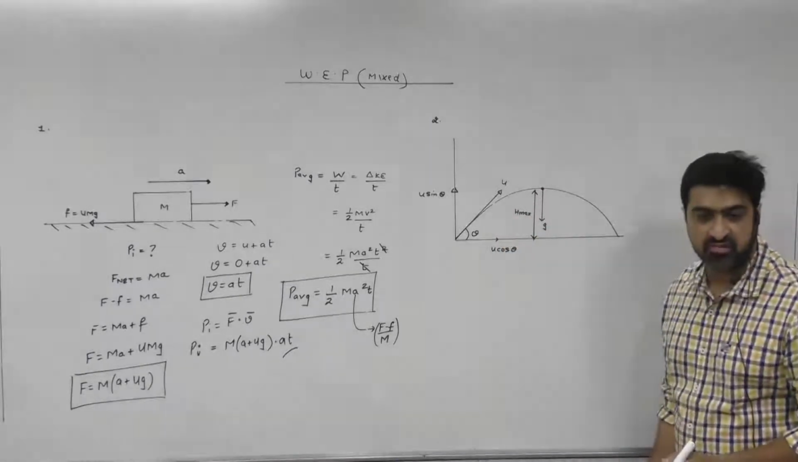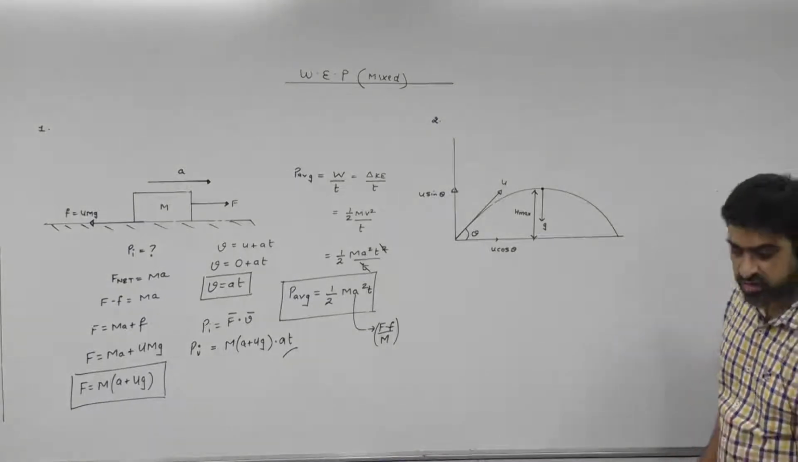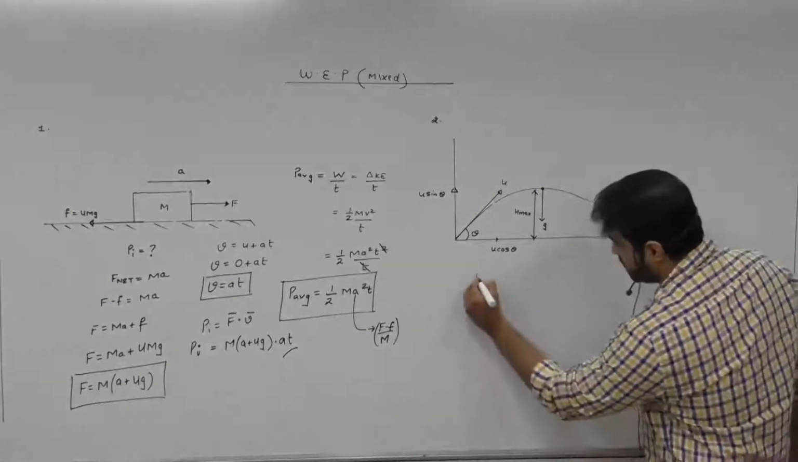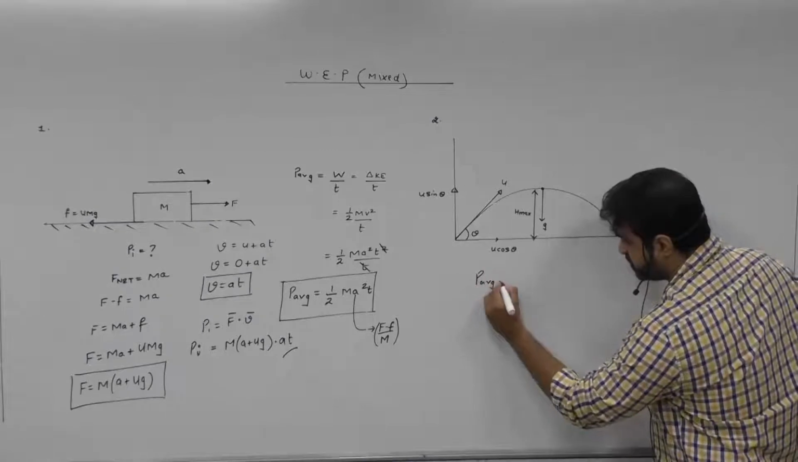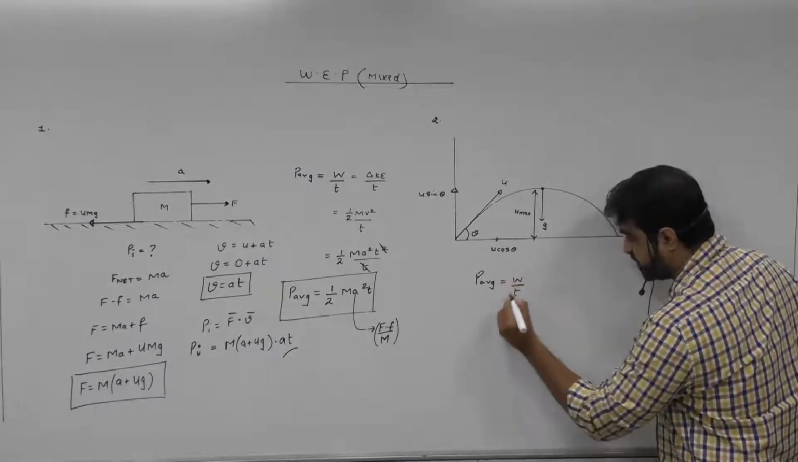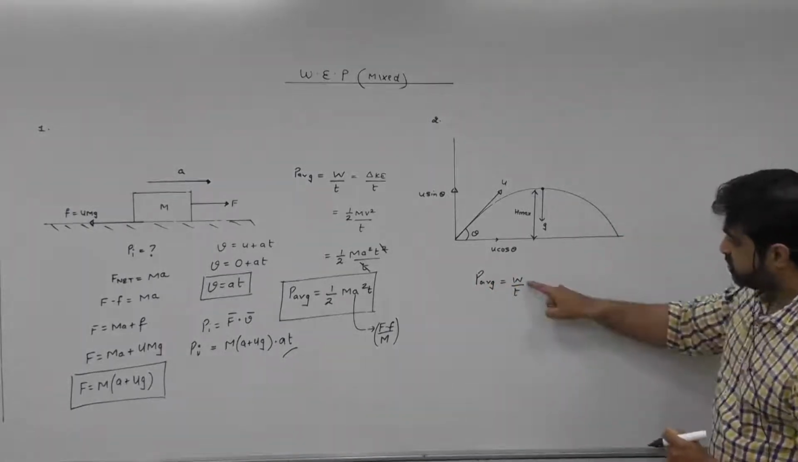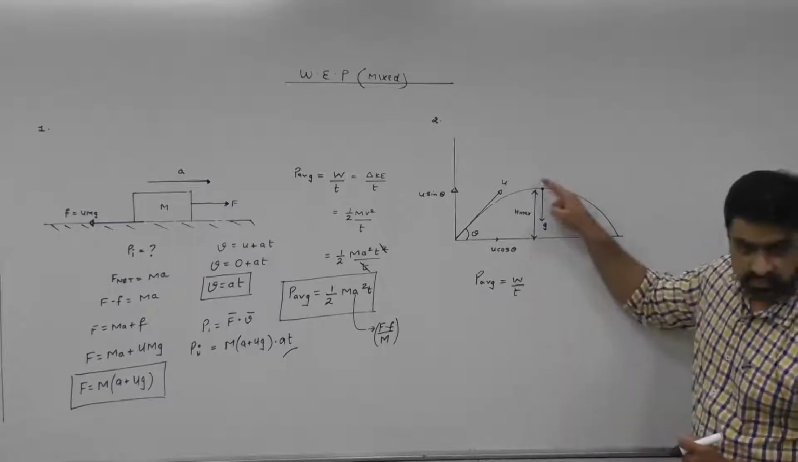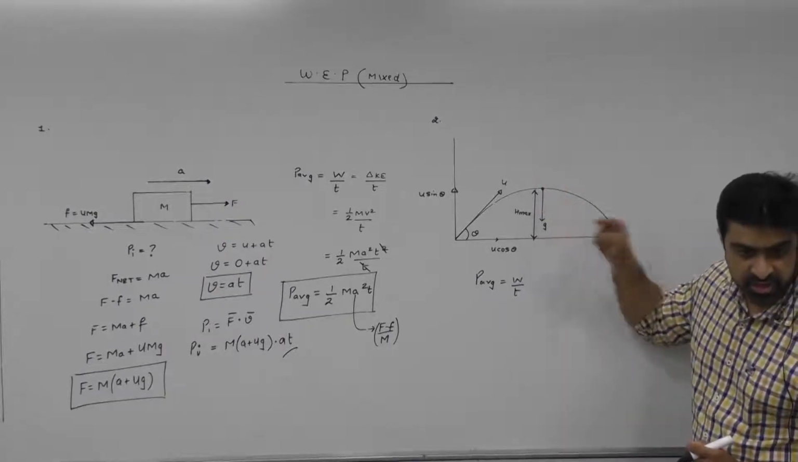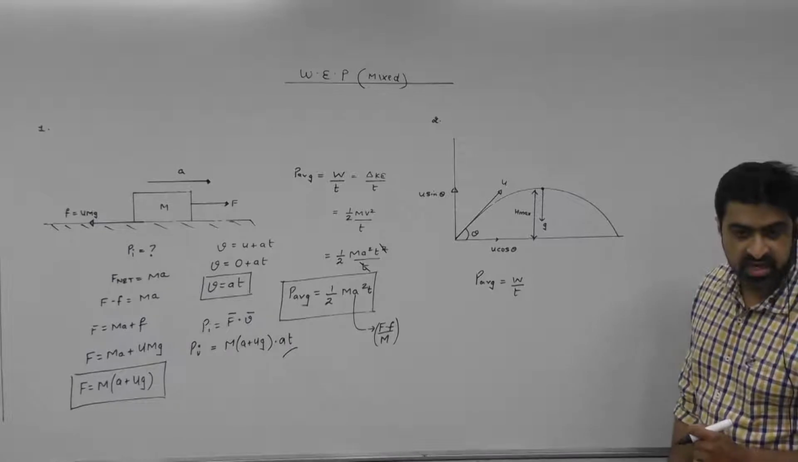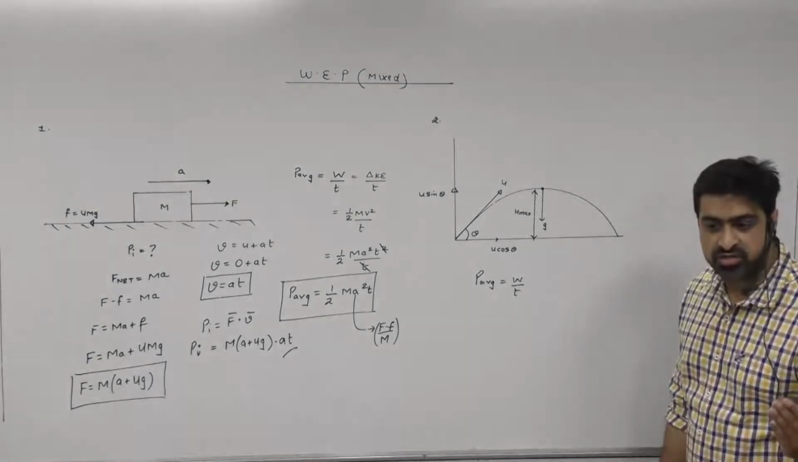What is the general formula for average power at the highest point? What is the formula for average power? Okay, average power is work done by time. Work done in going up is going to become mgh. But can I say work done by gravity over here is positive or negative?